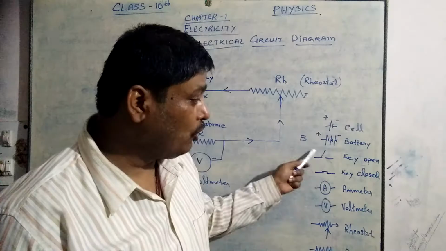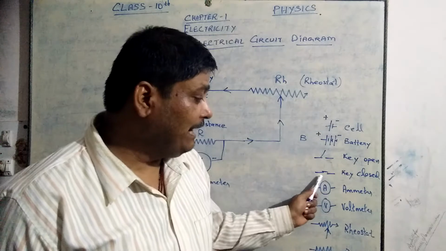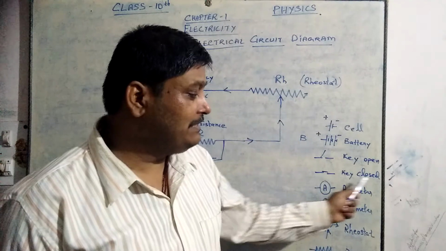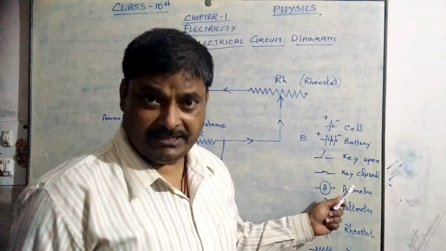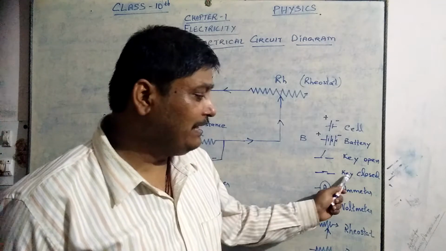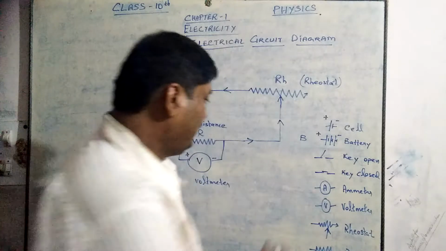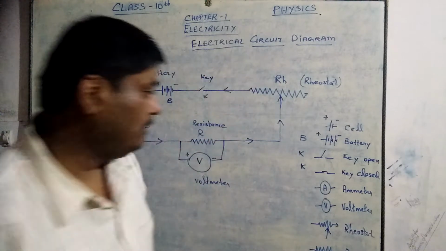Otherwise, if the line is joined over here, it means the key is closed, that is, the switch is on. If the line is joined, the key is closed. Both of them are shown by capital K.